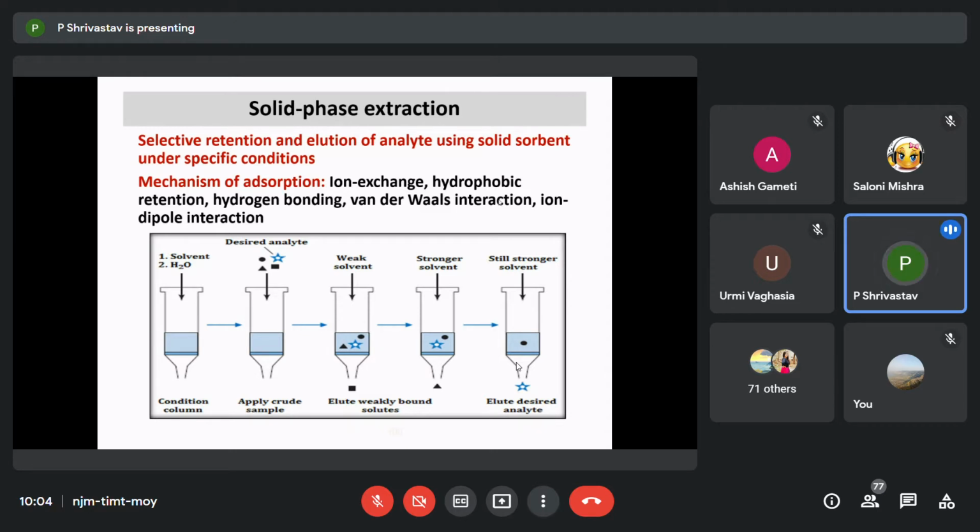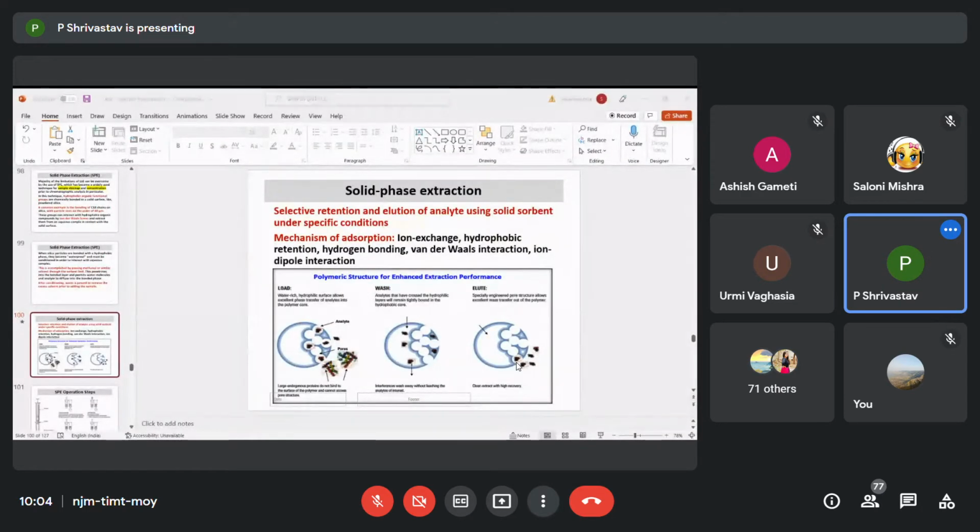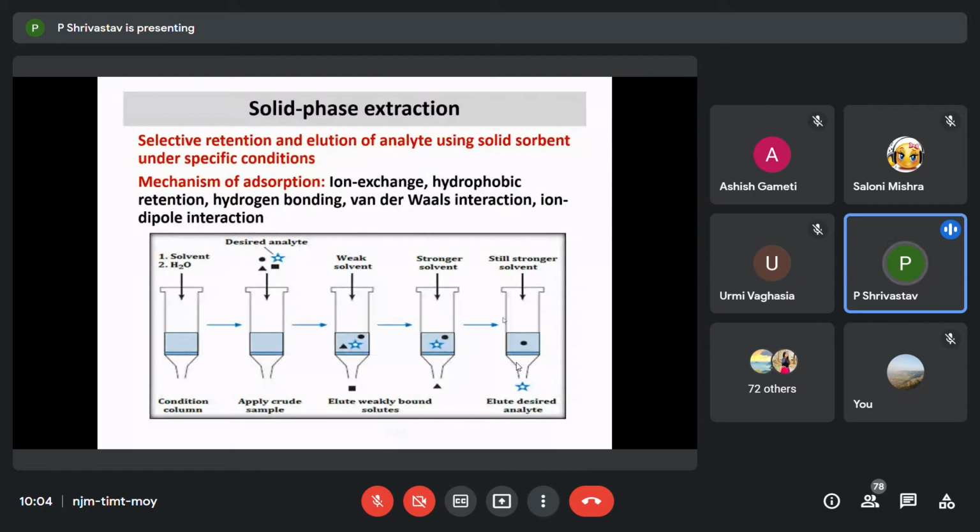So through these steps, the interfering ions are removed using weaker solvents. And when you use a solvent in which only your analyte is miscible or dissolves, it affords separation of the analyte exclusively.